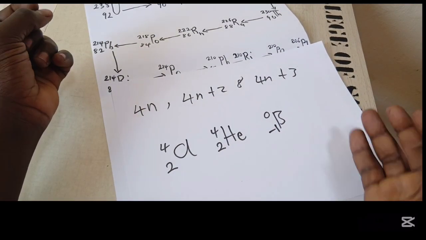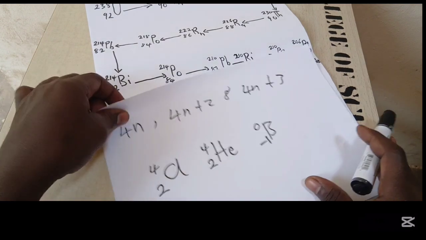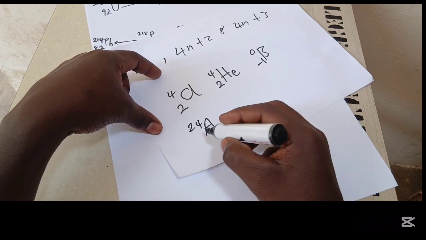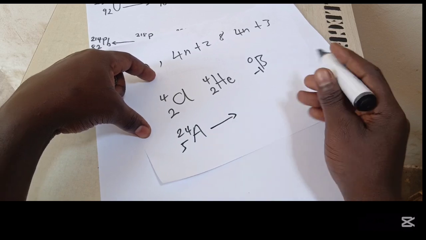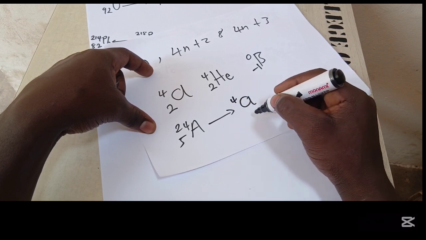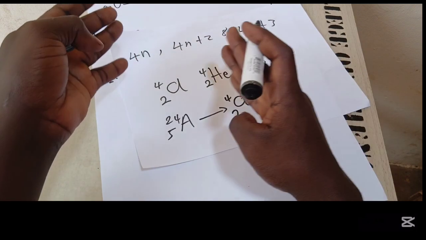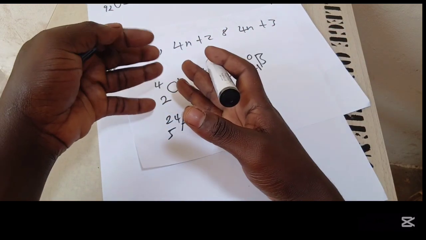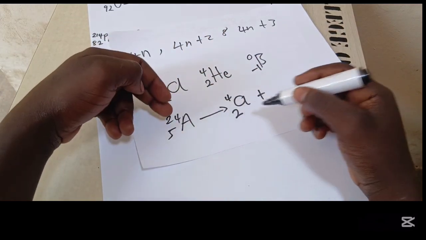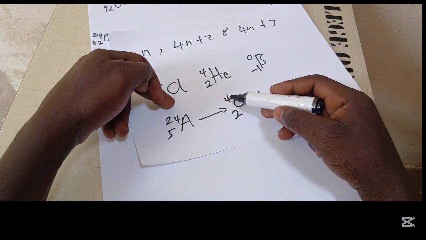Because these decays involve the emission of alpha and beta particles, we can then continue and see how it's done. If a substance undergoes alpha decay, let's say we have an element with a mass of 24 and a proton number of 5, and it undergoes alpha decay. That means this element produces an alpha particle, with mass 4 and proton number 2. The principle is that the total mass at the reactant side should be equal to the total mass at the product side, and the same thing applies to the proton number.